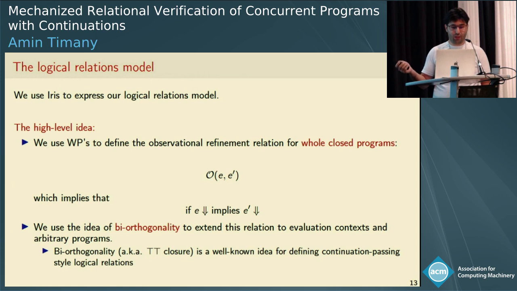We actually define our logical relations on top of Iris, the system that we're working in, and we use the weakest preconditions that we saw before to basically define a relation that we call observational refinement relation on whole closed programs. We have to reason about whole programs. And this refinement relation basically says if E terminates, then so does E prime. And then we use the idea of orthogonality to lift this relation on whole closed programs to arbitrary evaluation contexts and arbitrary expressions, and then define our logical relation in terms of those.